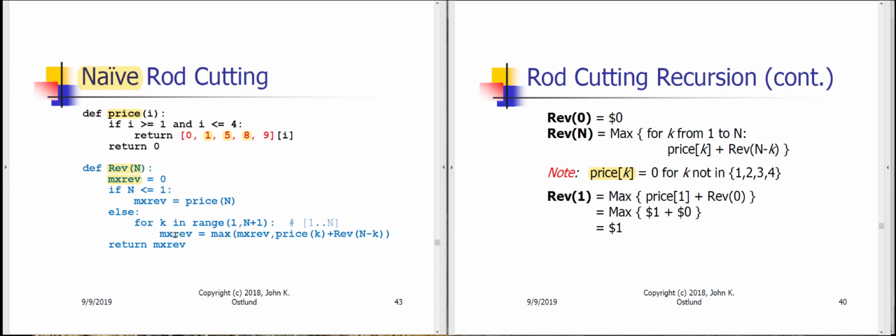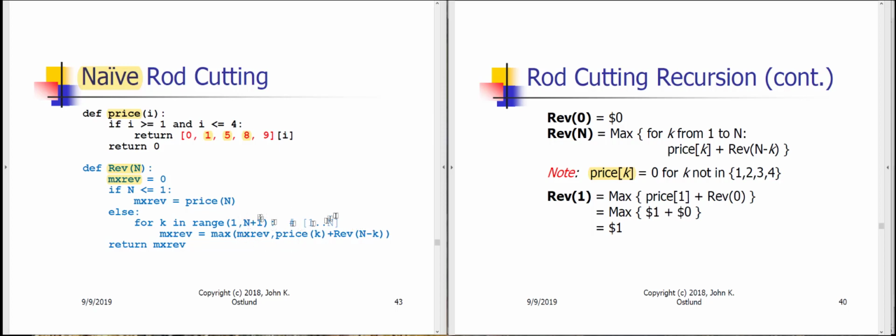And our maximum revenue is going to be updated to be the maximum revenue we've computed so far, or the price of a k-foot piece plus the maximum revenue from the remaining part.